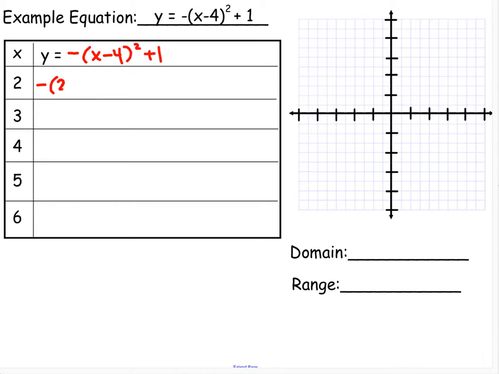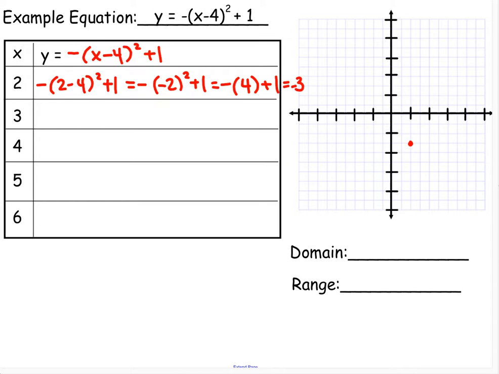So we substitute 2 into the function. Now we want to do the appropriate order of operations. The appropriate order is do your parentheses first. So I'm going to take 2 minus 4, which is negative 2. Then I'm going to go ahead and do the exponent. Negative 2 times negative 2 is positive 4. And notice there's a negative out in front, so that's going to make that a negative 4. So negative 4 plus 1 is negative 3. So that ordered pair, when we graph it, is over 2, down 3.